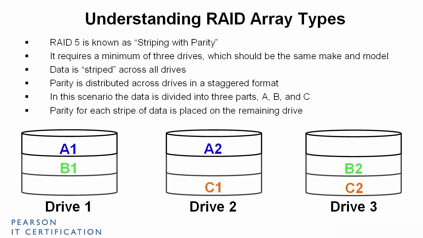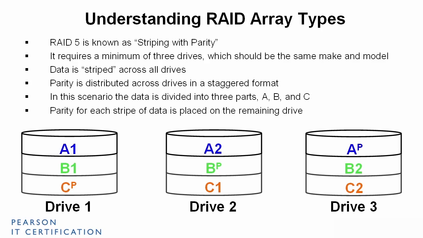So parity for each stripe of data is placed on that remaining drive for each letter, for each set of blocks, basically. And you can think of parity information as a sort of compressed version of the stripe of data. So the A1 and A2 stripe of data has a parity version on drive 3, which we will call AP. The B1 and B2 stripe of data has a parity version on drive 2. We'll call that BP. And the C1 and C2 stripe of data has parity on drive 1, and we'll call that CP.